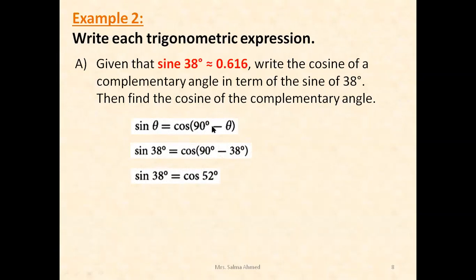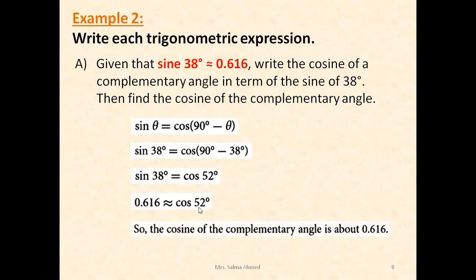So sine 38 degrees equals cosine 52. As I have sine 38, which is 0.616, I'm going to replace it with that number. 0.616 is approximately cosine 52. So how can we get 52? Sine 38 is equal to the cosine of the complementary angle, which is 90 minus 38. It gives me 52. So the cosine of the complementary angle is 0.616.